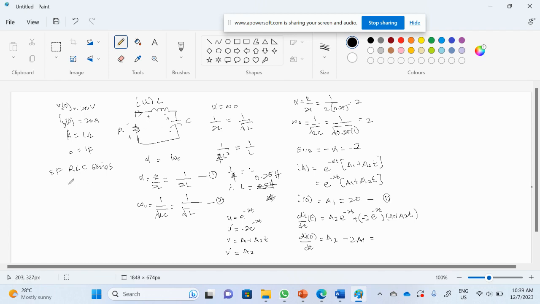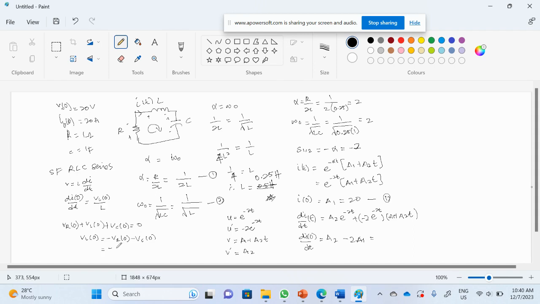So, macam mana nak cari di(0)/dt? v sama dengan L di/dt. So, di(0)/dt equals to vL(0) over L. Kita nak vL pada masa kosong. Kita tak ada vL, tapi kita ada vC. Kita boleh guna KVL. Kita tengok polarity betul-betul. So, vR(0) plus vL(0) plus vC(0) equals to 0. So, vL(0) equals to negative vR(0) minus vC(0).